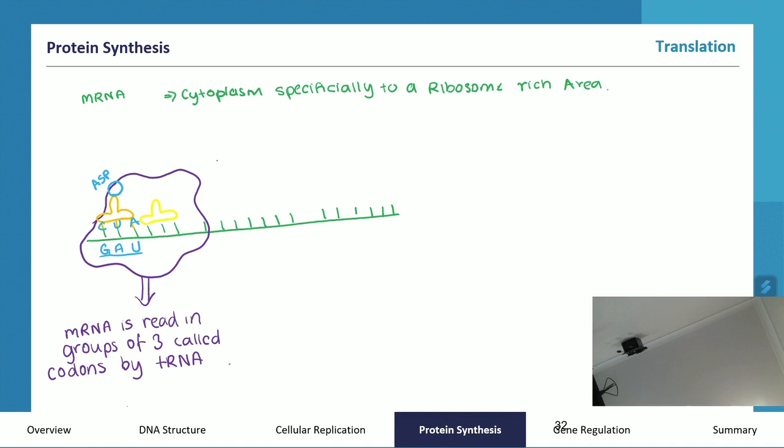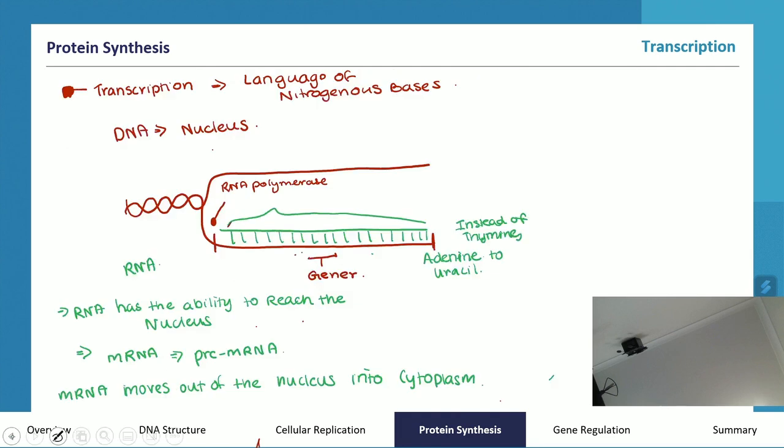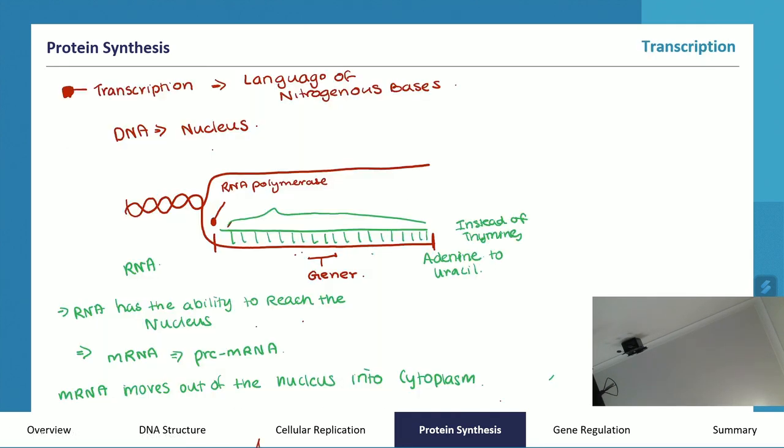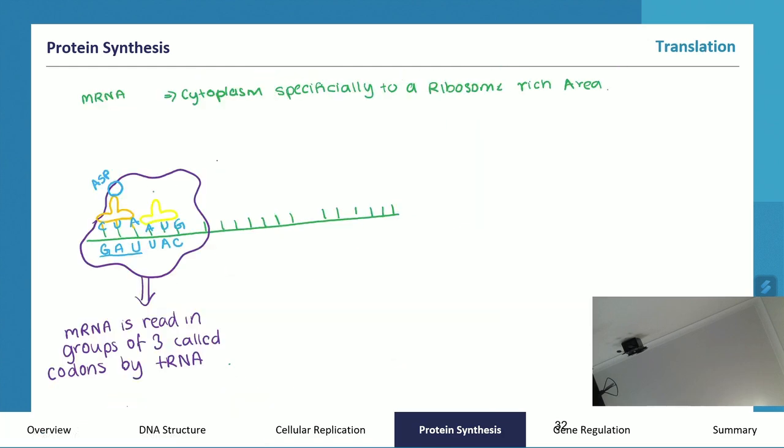So like so. For example, if I had UAC, the anticodon will read AUG, and then UAC would form a TYR amino acid. So we still have our ASP. This orange one from before breaks off, hands the ASP to the next one, and then off the next anticodon will produce a TYR amino acid.